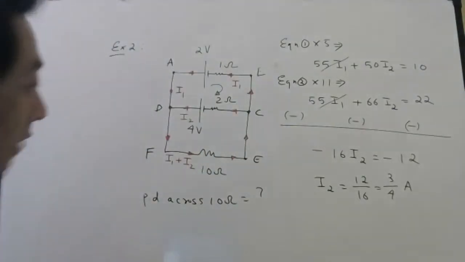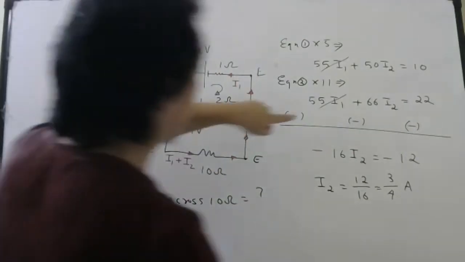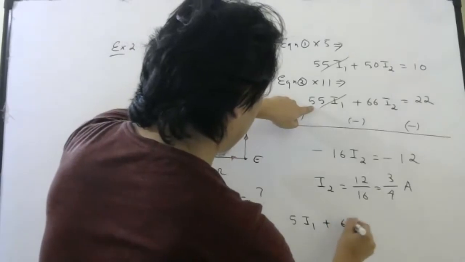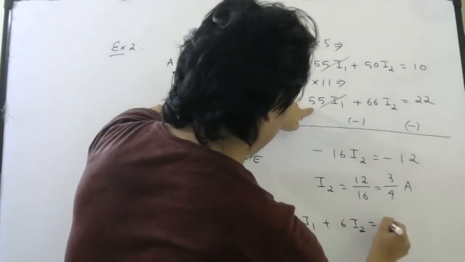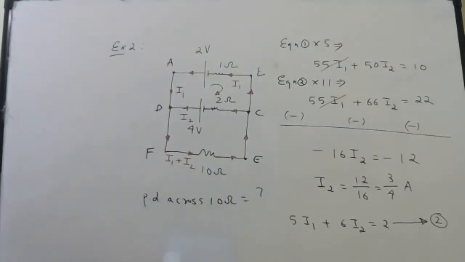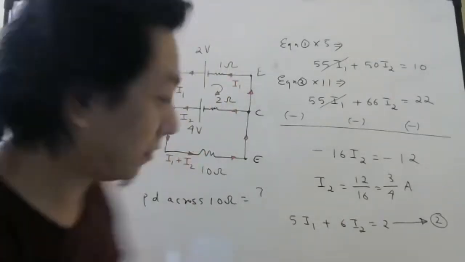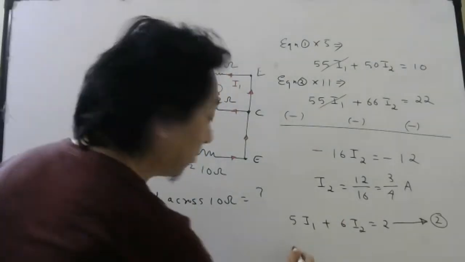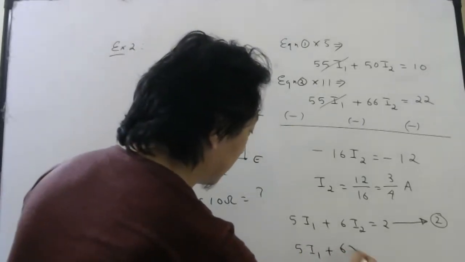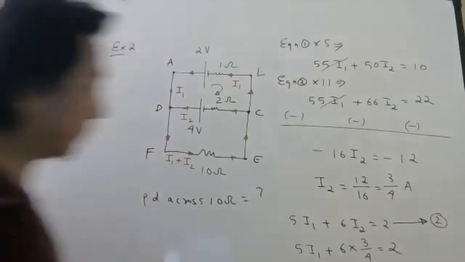Now what I will do, I will put this in this equation that I forgot only. So I have to divide this by 11 now. 5I1 plus 6I2 equal to 2. This was my equation 2, right? So now I'll put this I2 in this equation and then find I1. Check how much will you get. Let me write here only. 5I1 plus 6 into, what is I2? 3 by 4 equals to 2.